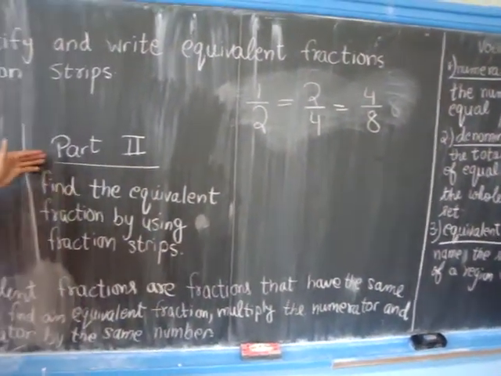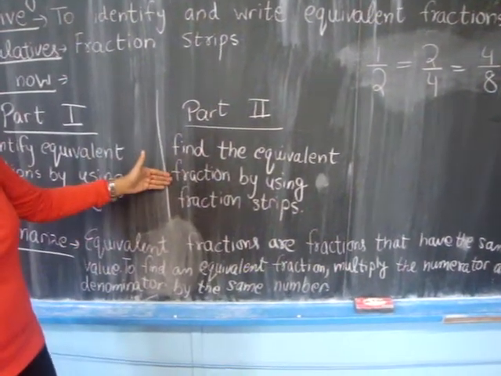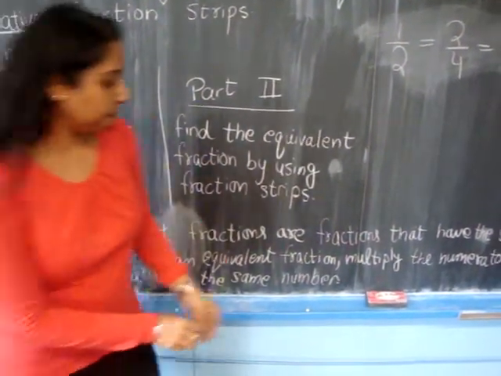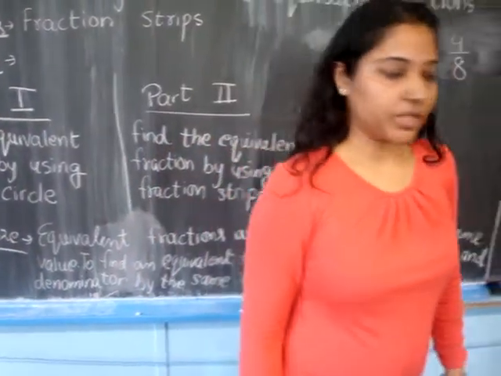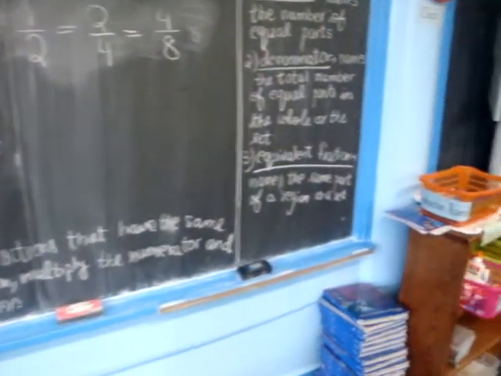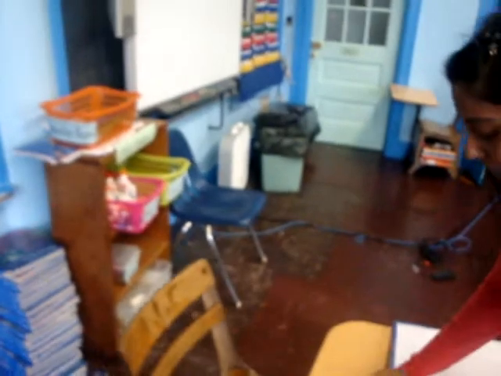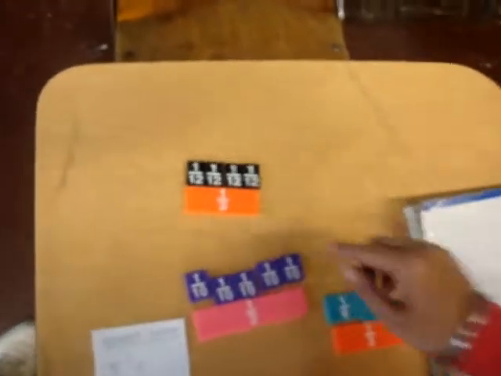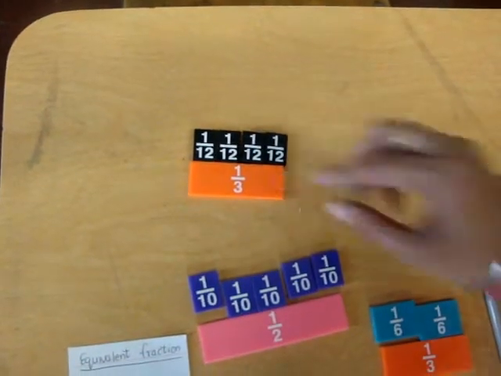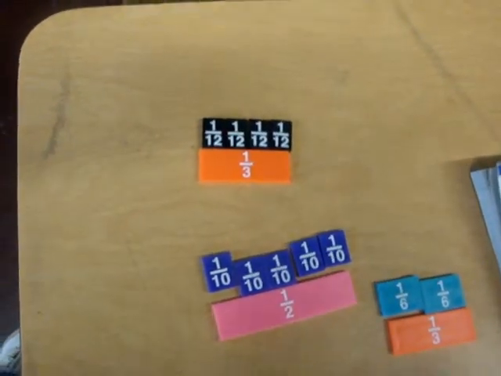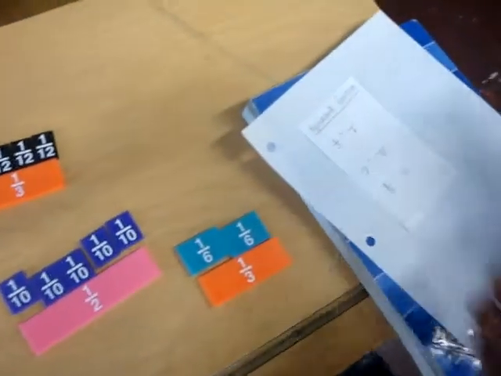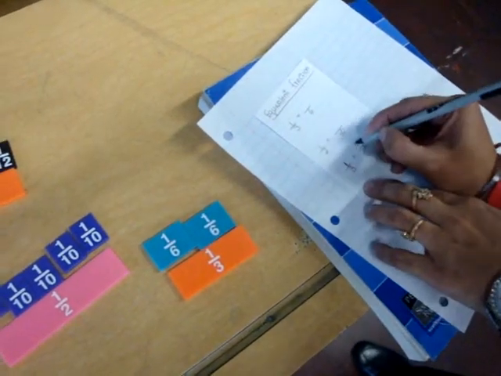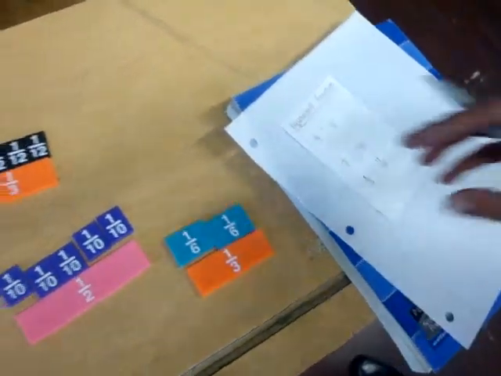During the second part of the lesson, students will find the equivalent fractions by using fraction strips. I will divide the students in groups and give them the fraction strips. I will ask them to find how many 12ths make 1/3. And as we can see here, 1, 2, 3, 4, 4 12ths make 1/3. And students will record that answer on the index cards they are provided with. So 4/12 is equal to 1/3.